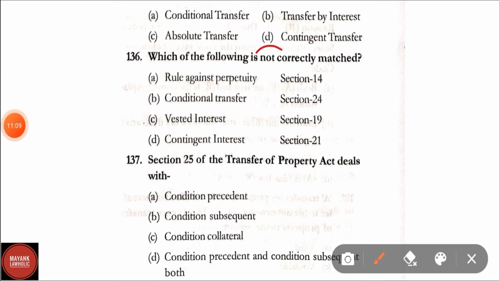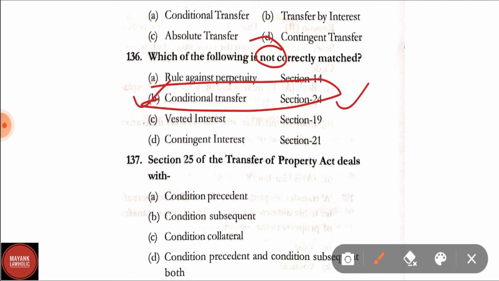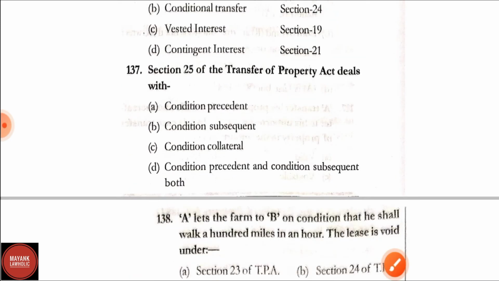Which of the following is not correctly matched? Options are rule against perpetuity section 14, conditional transfer section 24, vested interest section 19, contingent interest section 21. Here conditional transfer, that is option B, is not correctly matched. Other options are correctly matched.